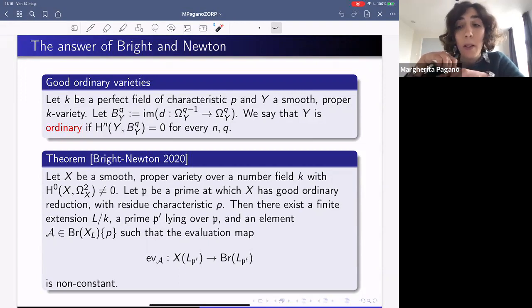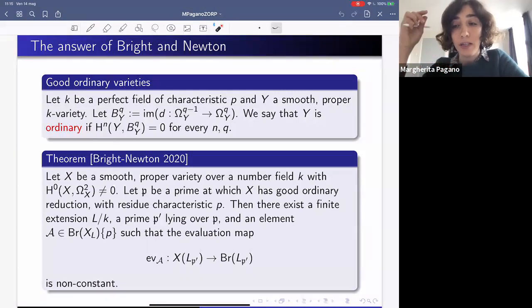So if you look at elliptic curves and abelian varieties, you find back the usual definition of being ordinary. And so if we start with a variety Y, which is smooth and proper over a perfect field of characteristic p, then we denote by B_Y^q the sheaf of exact q-forms on Y. And we say that Y is ordinary if the cohomology groups of this sheaf B_Y^q vanish for every n and q. Okay, so now we can state the theorem proved by Bright and Newton.